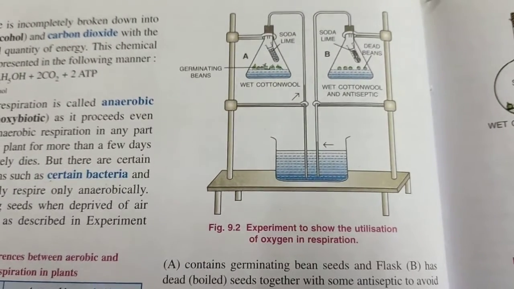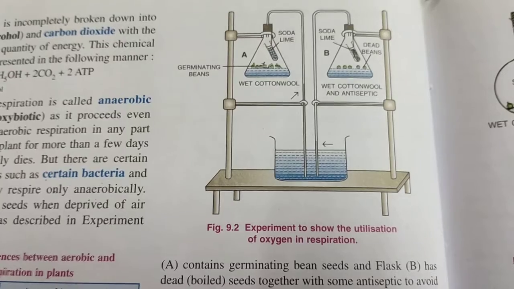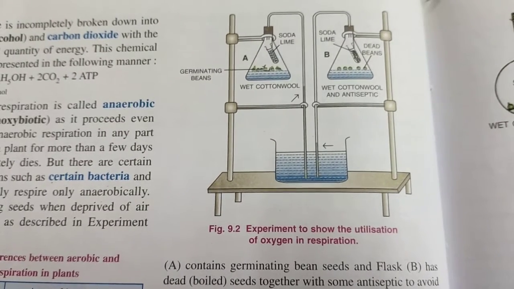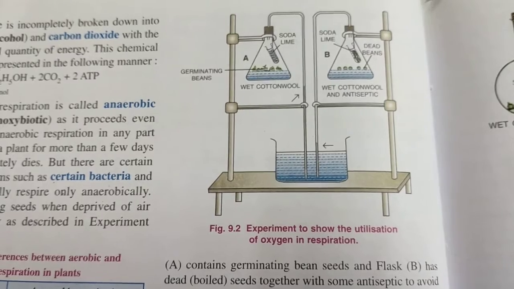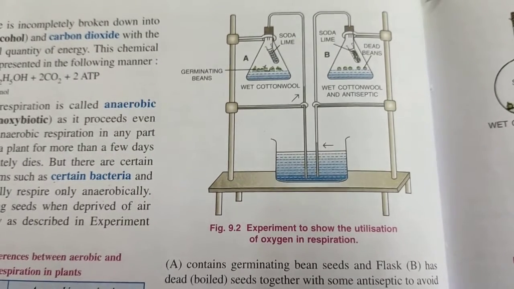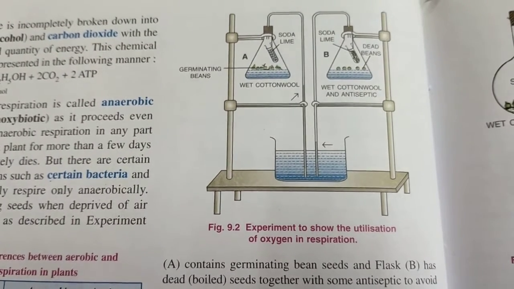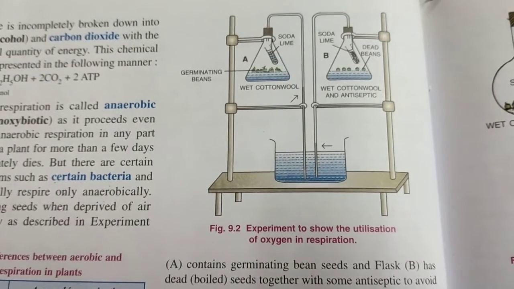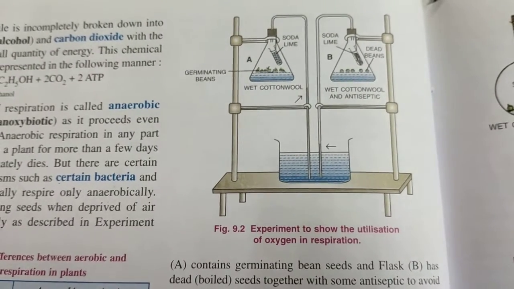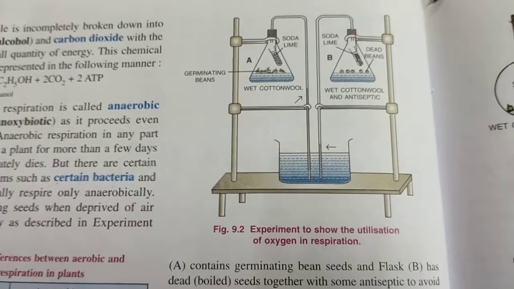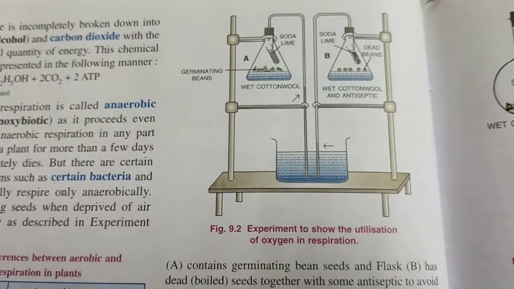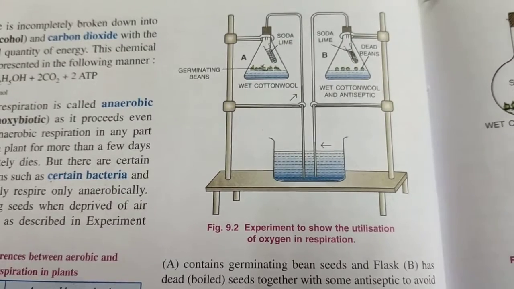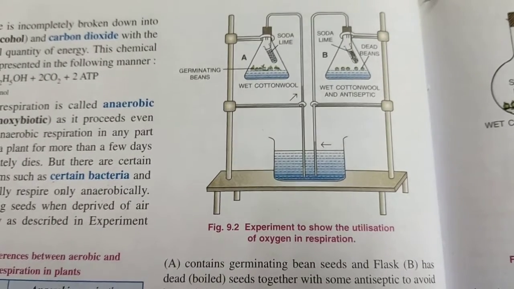And flask A contains germinating bean seeds, meaning those are living seeds. Okay. Wet cotton wool provides water to both the samples. We are putting wet cotton wool, which is providing a continuous supply of water. A small tube containing soda lime. Now what is this soda lime? It is a mixture of sodium hydroxide and slaked lime. I hope you have learned this in your chemistry. So this soda lime is suspended in each of the flasks. And what is the purpose of this soda lime? You have to remember this: for absorbing any CO2 released by the seeds.